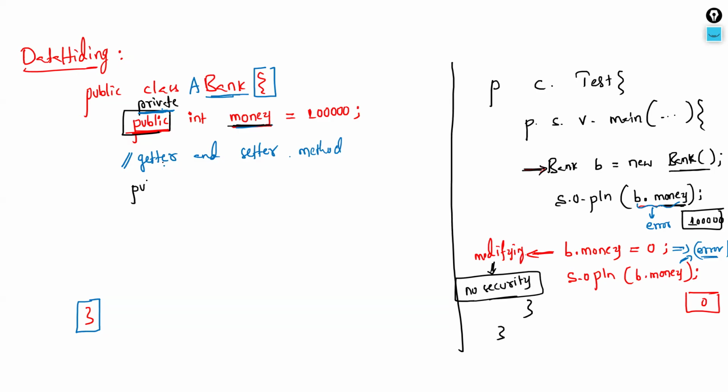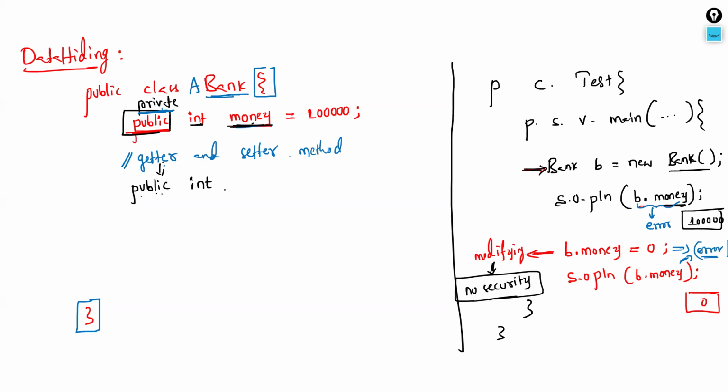Please listen to this carefully. Access modifier public. Getter will get what? Getter will give the information of the private variable. Therefore, what should be the return type? The return type of the getter method should be the same type as the private variable. Money is which type? Int type. Therefore, the return type of the getter has to be the same as the private variable's type only.